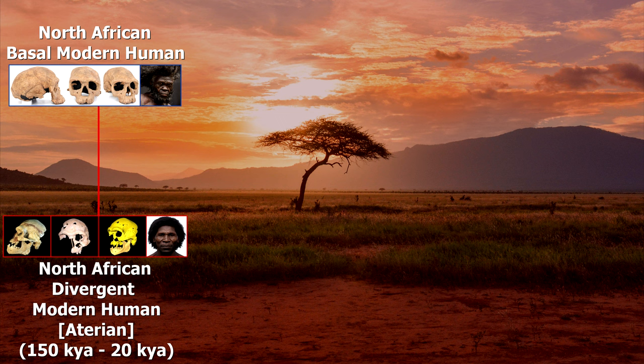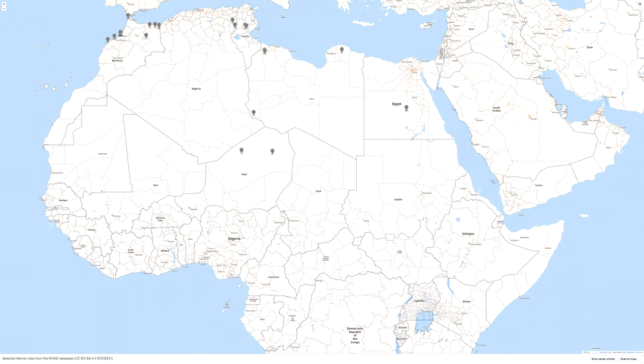There are fossils of Aterian tools and other materials that were discovered in Morocco, too, as well as Tunisia, Libya, Niger, and Egypt. Note that Niger is the specific country in which the aforementioned thousand-year-old skulls that share affinities with West Africans and Bantu peoples were found. Additionally, there are Aterian human fossils that are estimated to be 100,000 years old and that were discovered in Morocco.